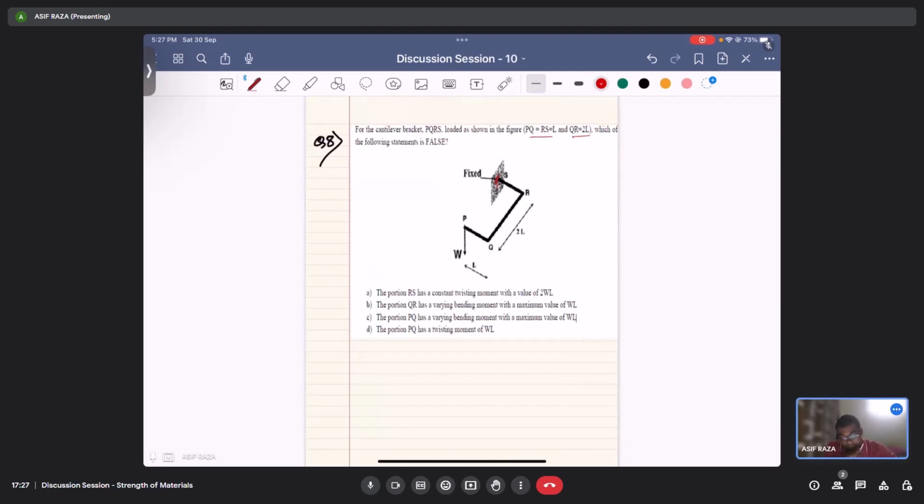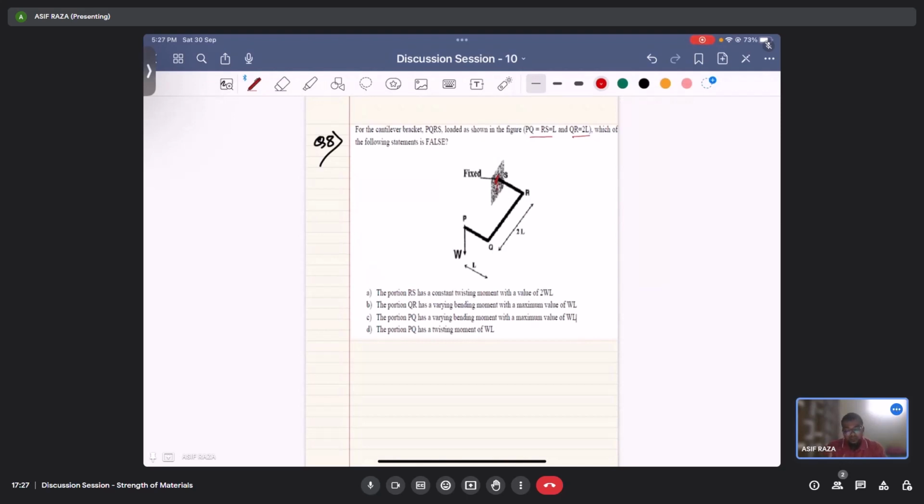Okay, so let's see what the options are and let's work it around. First statement: the portion RS has a constant twisting moment with a value of 2WL. Option B: the portion QR has a varying bending moment with a maximum value of WL. Option C: the portion PQ has a varying bending moment with a maximum value of WL, and option D is the portion PQ has a twisting moment of WL.